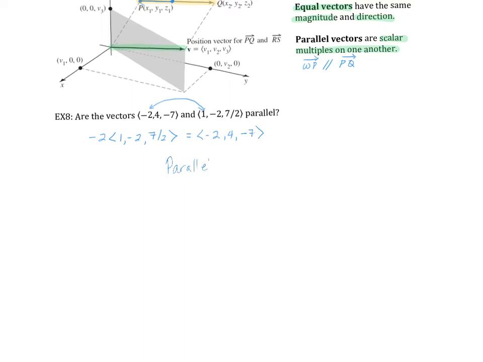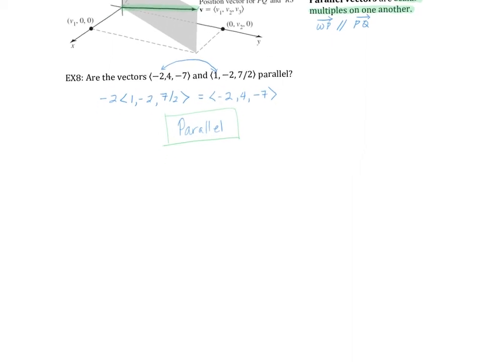They're parallel because they are multiples of each other. And it doesn't matter which one is a multiple of the other, because I could have easily taken -1/2 and multiplied it by the first vector, -2, 4, -7, and that would give me a +1, a -2, and a +7/2.